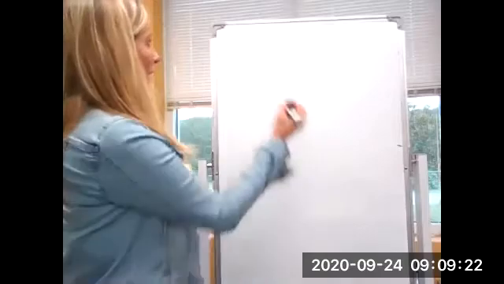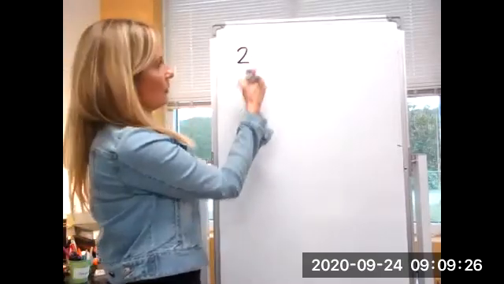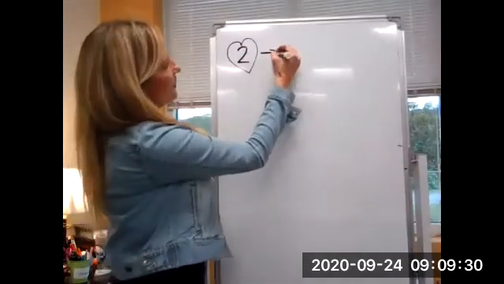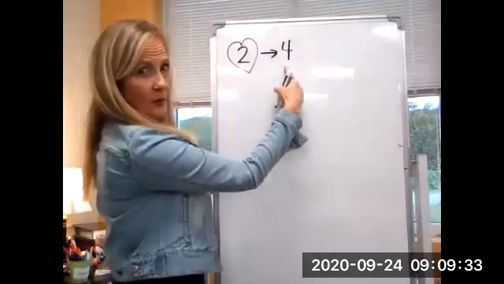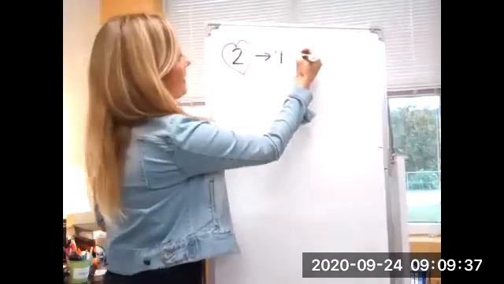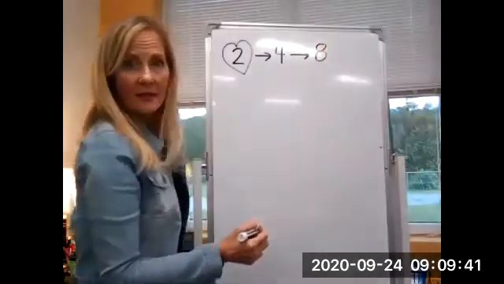Hopefully you have been practicing using your twos, which most people really like. Using your twos to help you figure out the multiples of 4, because it's twice as many groups, so the product will be twice as big. And then once you master your 4s, you can use those to solve your 8s.